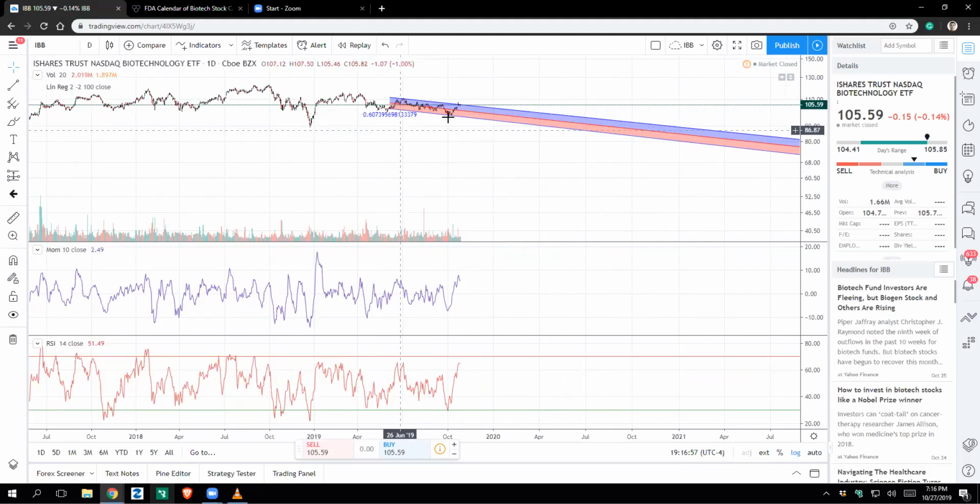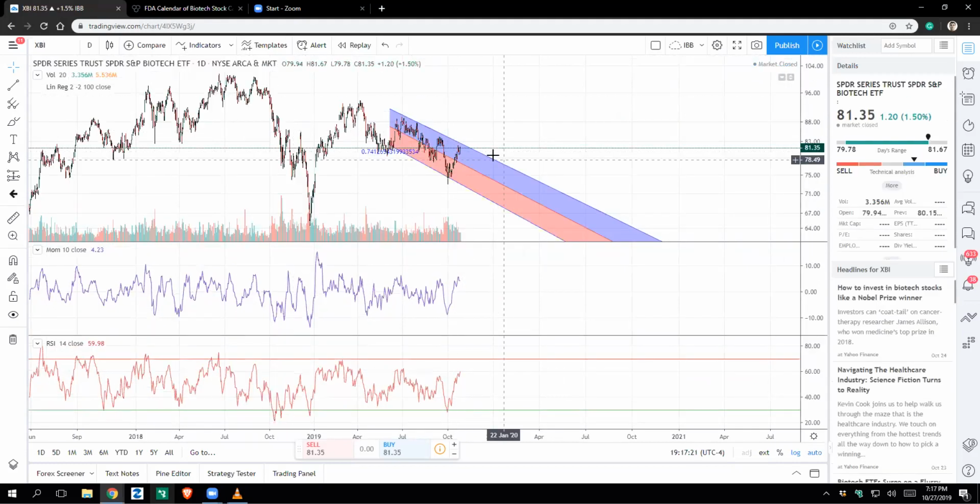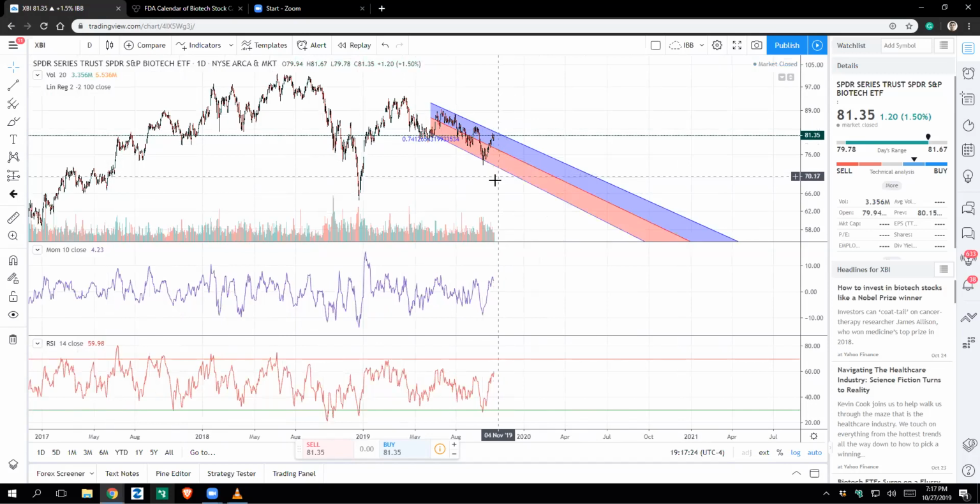Looking at the daily here, it looks like it hit the upper level of this channel, and it could go down, to the lower end of the channel, maybe around 94 or so. Let's look at XBI on the daily. Here we see again it's hitting the upper end of this channel. Here the RSI again has a little bit more room to go, maybe.